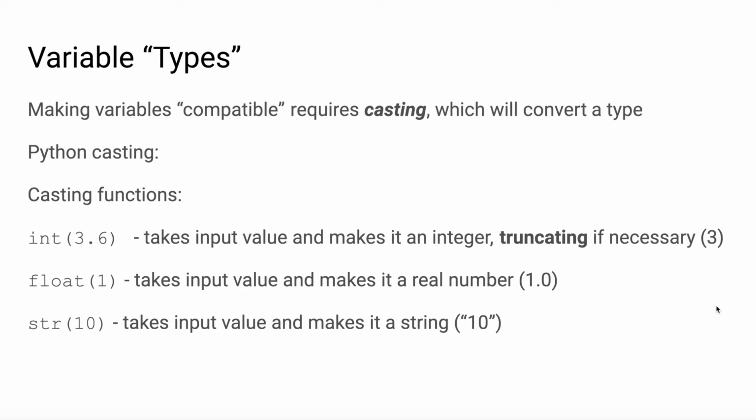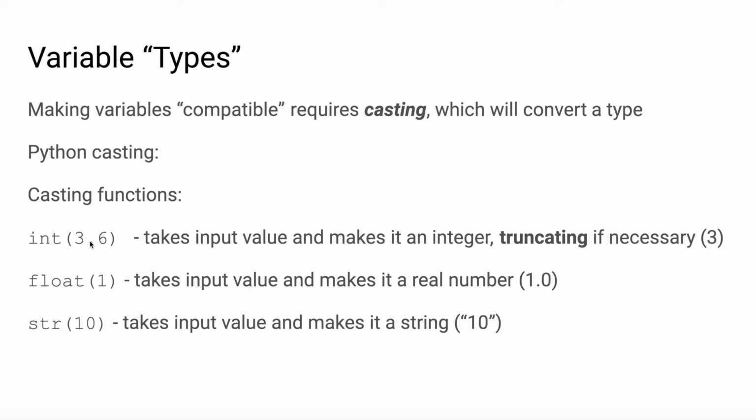You can do this thing called casting, which converts types. So I've got some examples here of some casting functions in Python. Let's say you have the number 3.6, so it's a decimal. This is actually a float, but for whatever reason you need it to be an integer. There is a function called int, and you pass in a floating point number. And so what it does is it's going to turn this into an integer.